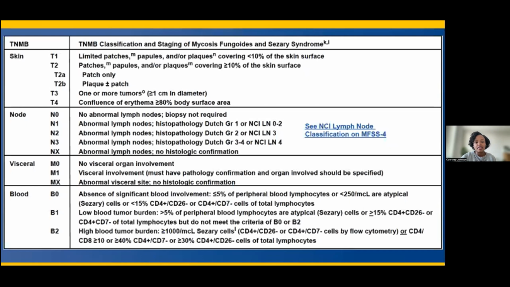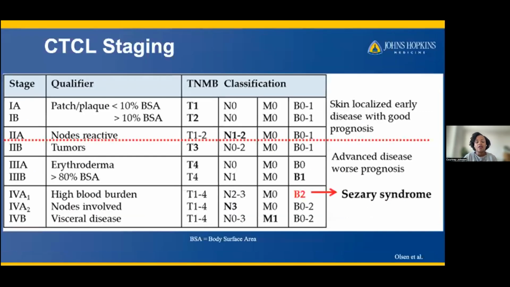So for those who have not seen, this is the TNMB, or tumor node metastasis blood classification. And here, using that information, we can determine their stage of disease. And so the red line really delineates early from late stage disease. So from 1A to 2A is considered early stage disease. And this is typically just skin involvement. And these patients have a really good prognosis. But 2B to 4B, including Sézary syndrome, is considered more advanced disease or late stage disease, and they have a worse prognosis.